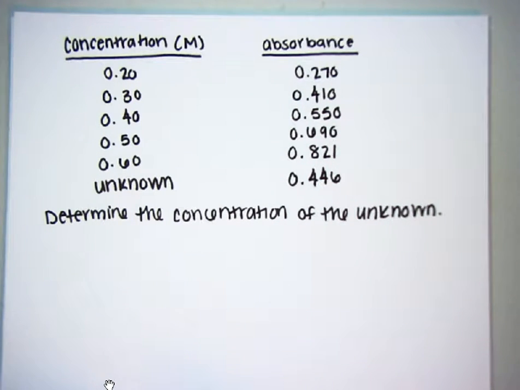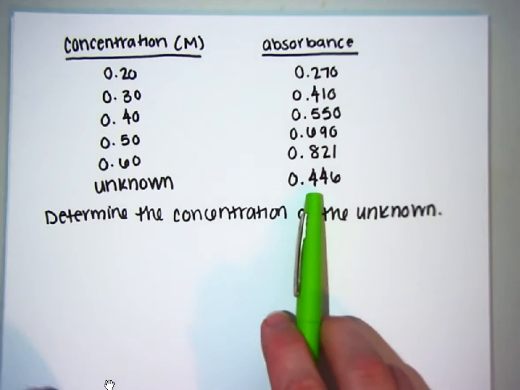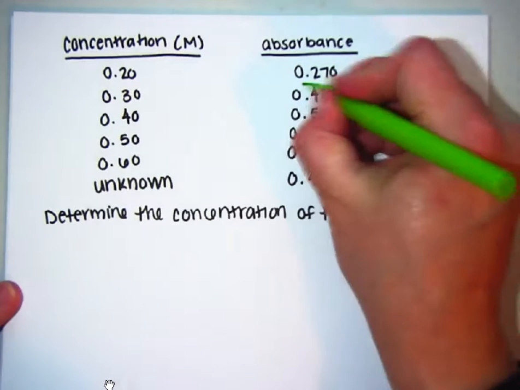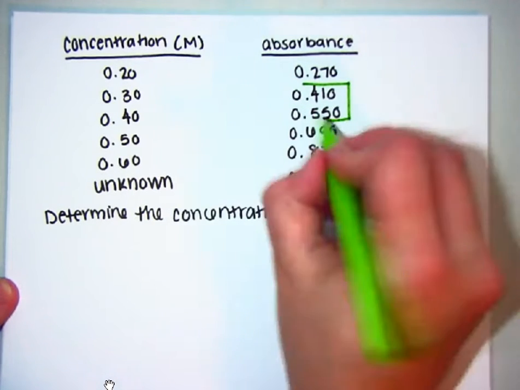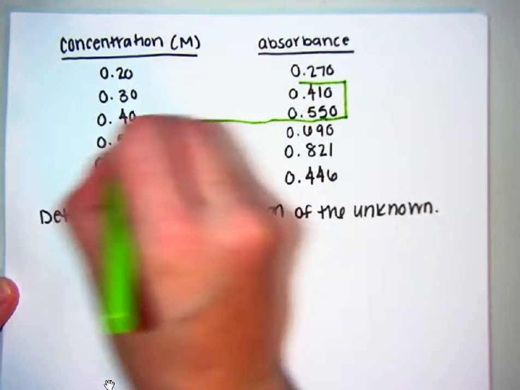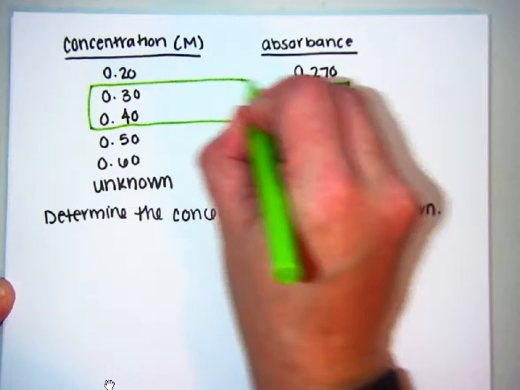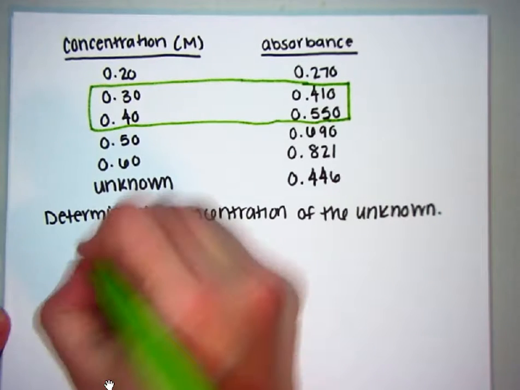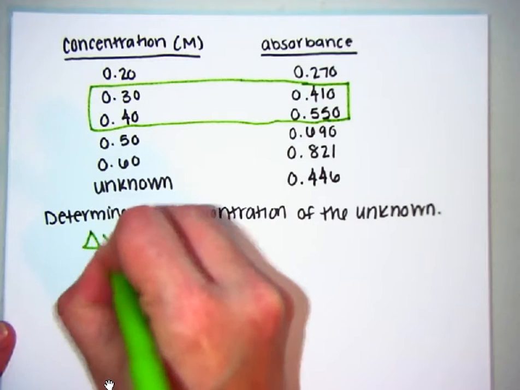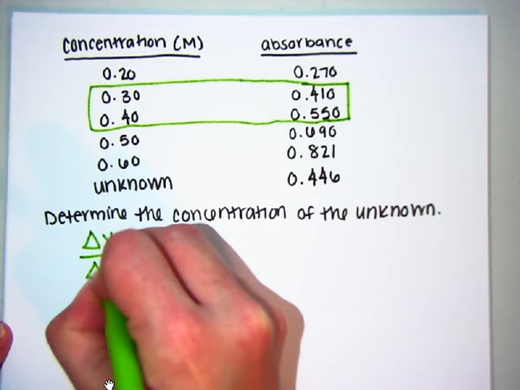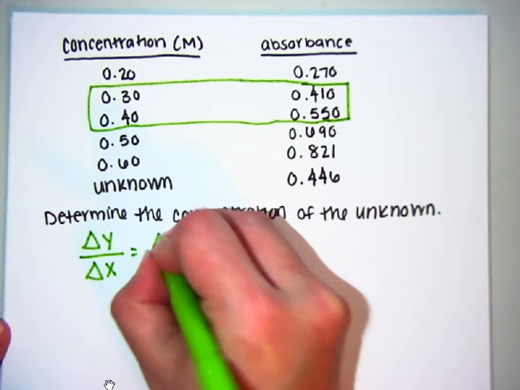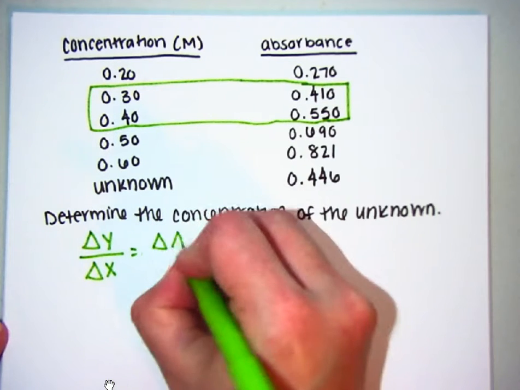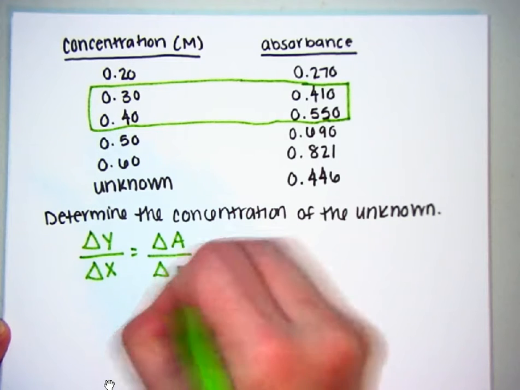So the first thing that I am going to do is predict where my concentration might fall. So an absorbance of 0.446 falls between these two absorbance readings. So I'm going to suspect that my concentration will fall somewhere between 0.3 and 0.4. So the first thing I want to do is determine the slope, rise over run. I'm going to take the change in y over the change in x, or we can think of this like the change in absorbance all over the change in concentration.